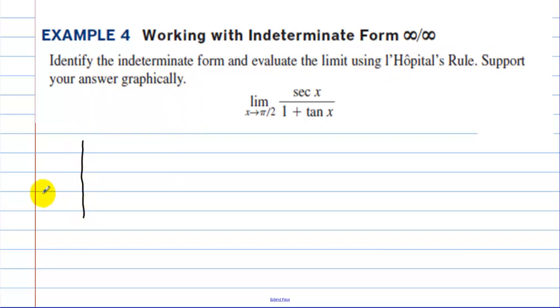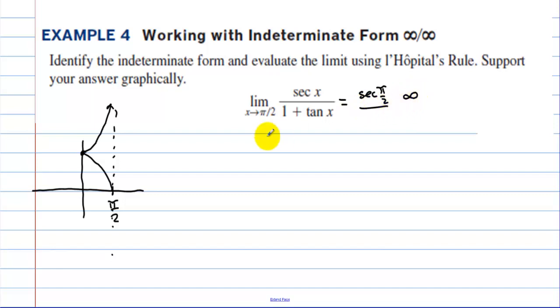Let's look at the graph of secant of x. Secant is the reciprocal of cosine. So cosine starts at 1, and then by pi over 2, it's at 0. So it does this little bit. And then for secant, we take the reciprocal of that. In other words, we turn the graph upside down. So as x approaches pi over 2, secant is shooting up to infinity. So the secant of pi over 2 is actually infinity.